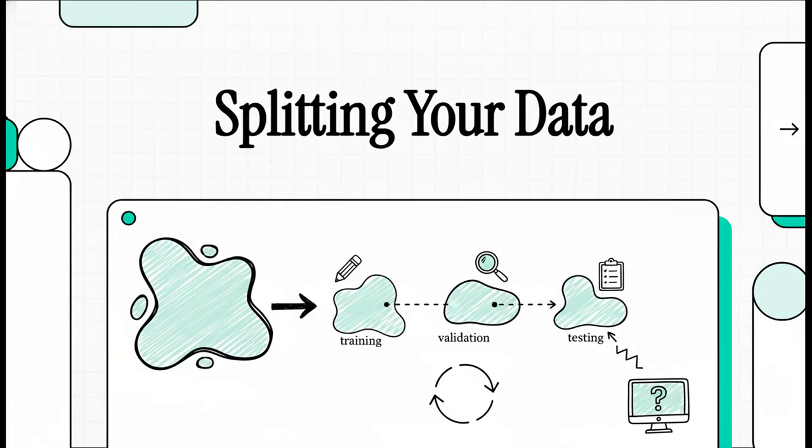Okay, let's talk about one of the most, and I mean most, important steps in any machine learning project: splitting your data. Seriously, if you get this right, you're on your way to building a model that actually works in the real world. But if you get it wrong, well, you end up with a model that looks amazing in your notebook, but just completely falls apart when it actually matters. So how do we make sure our models are truly learning and not just cheating?